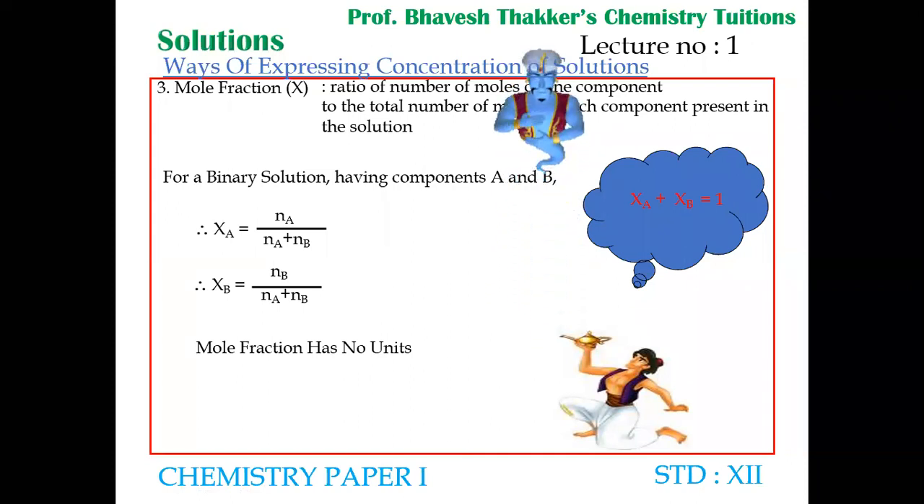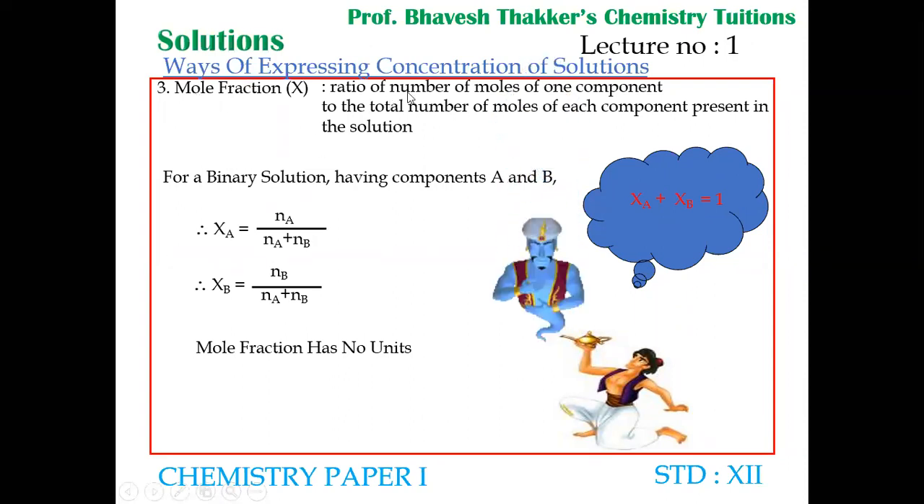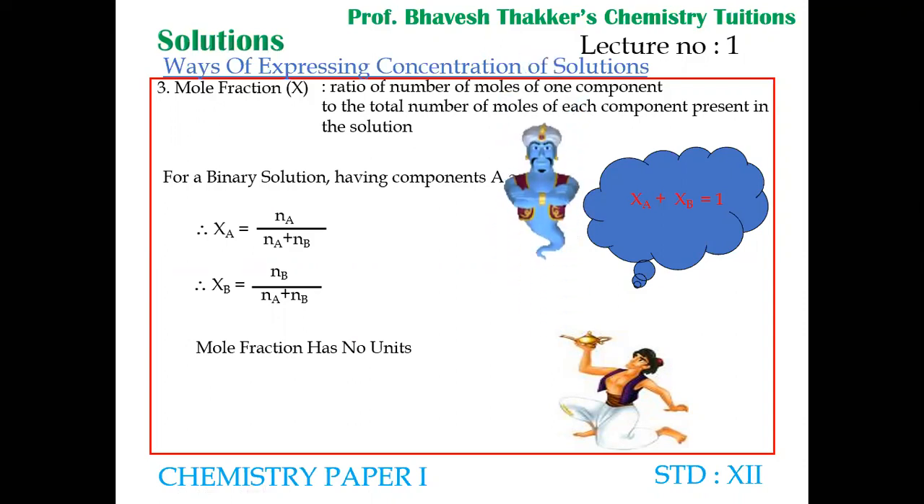So the number of moles is mass upon molar mass. So what is mole fraction? It is the moles of one component to the total number of moles of each component in the solution. So if there are 3 components, then XA will be Na upon Na plus Nb plus Nc. You have to divide by all 3. If there are 4, then divide by all 4. And how to find the number of moles? Mass upon molar mass. So that is mole fraction.